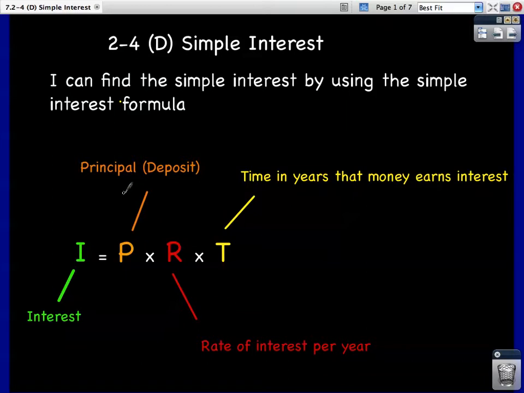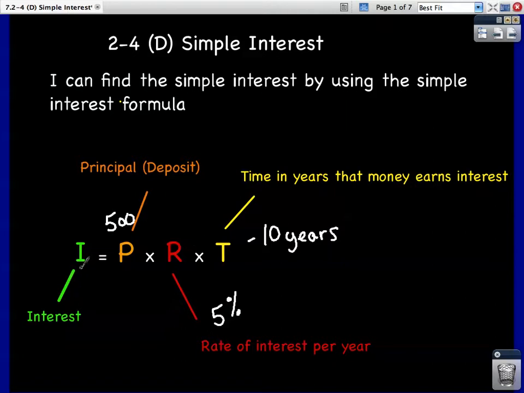Okay, so let's say hypothetically you put $500 in the bank. Let's say this principal amount was $500. And the rate of interest per year is going to be a percent. So let's say you're making 5% return on that money. And then T stands for the time in years that the money earns interest. So let's say you let it sit there for 10 years. We could calculate using this formula how much interest you would make.